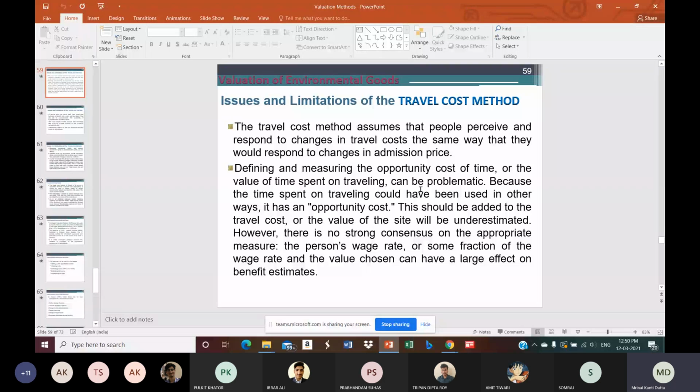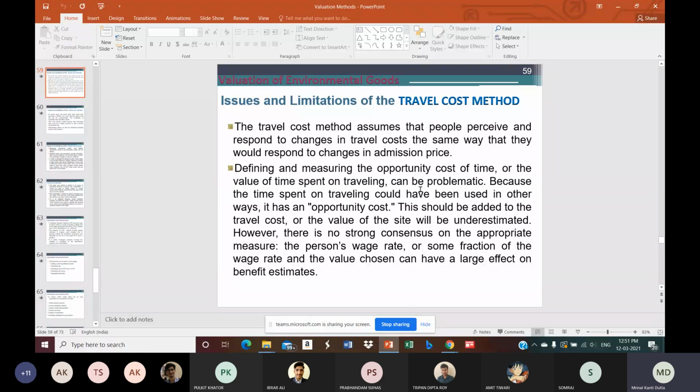It may not be so. If there is an abrupt change in the travel cost, then people's response to that change may not be similar to an increase in the admission fee or entry fee to the site. It might have a differential impact on the decision of people to visit a particular place. So that is what is not assumed to be true in the case of the travel cost method. They consider these two things to be almost in a similar manner.